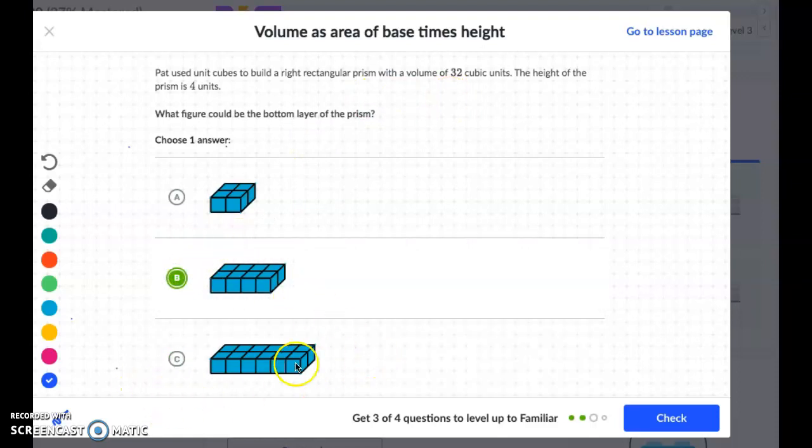Now I am just going to double check and make sure that C doesn't work, to make sure I didn't mess up something in my math. So length, 1, 2, 3, 4, 5, 6. 6 times 2 is 12. And then if we did 12 times 4, that's going to give us 48. So that's not going to work because they want a total of 32. So again, they're really just testing to make sure that we know that the volume equation is volume equals length times width times height.